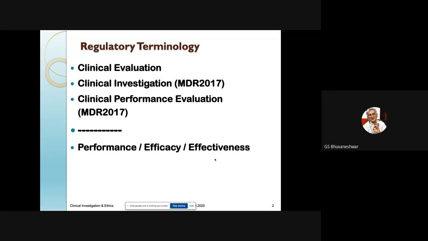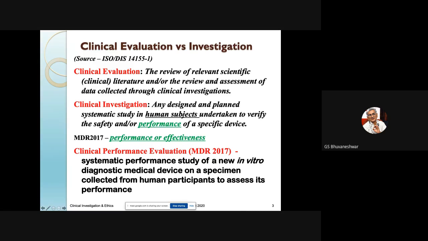So clinical evaluation is, do I have anything more? Yeah. So what is the difference between clinical evaluation and clinical investigation? So internationally today, these two mean entirely different things. Clinical evaluation, in fact, sort of includes clinical investigations when necessary. But you can look at the terms in the ISO standard 14155.